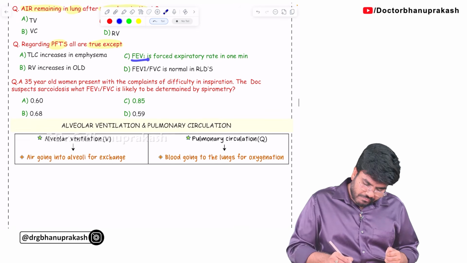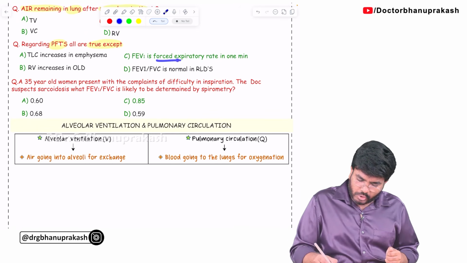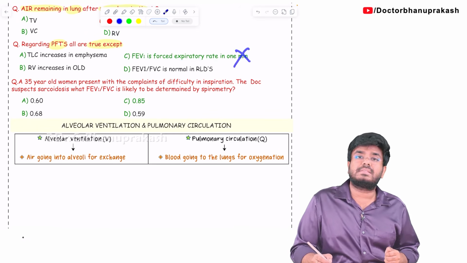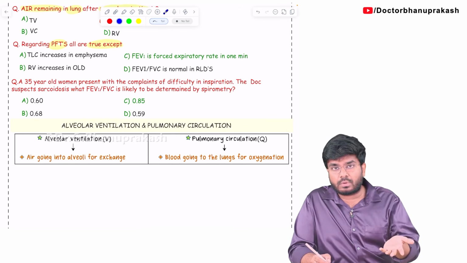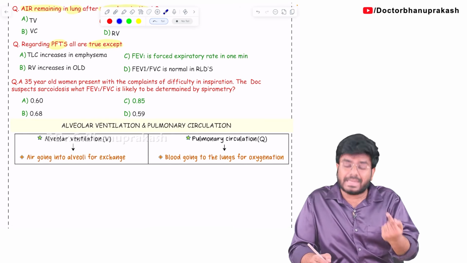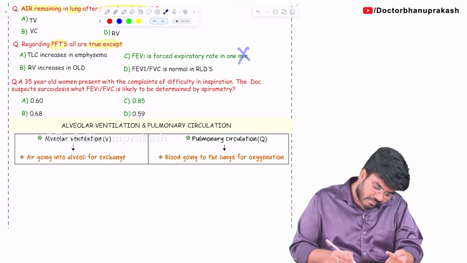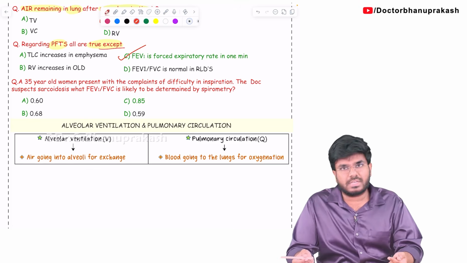True. Next, FEV₁ is a forced expiratory volume in 1 minute. No, not 1 minute, guys. FEV₁ is the amount of air that you are taking out, the maximum expiration in 1 second, definitely not 1 minute. So, definitely this is the except, meaning the wrong statement.